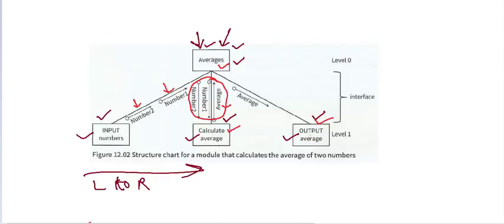It is possible that the examiner may ask us to describe these modules also, to write pseudocode for these modules also. These are not very tough. We can get a good idea of what's happening in input numbers. So I'm going to define these procedures real quick. What is input numbers going to do? What is the procedure for this? I'm going to write pseudocode for this, then for this, and then for this.